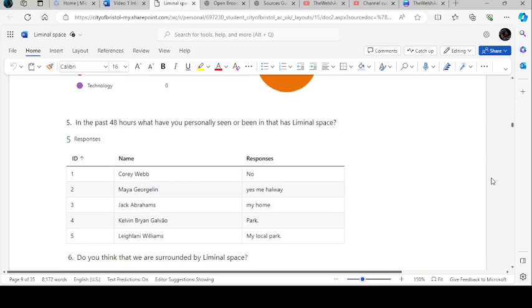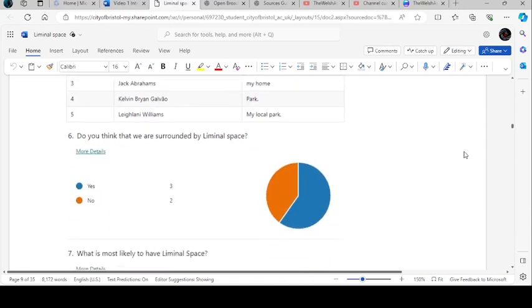My next question was, in the past 48 hours, what have you personally seen or been in that has liminal space? Some people said no, some people had an answer. Person number 2 said their hallway. Person number 3 said their home. Person number 4 said the park, and person number 5 also said their park.